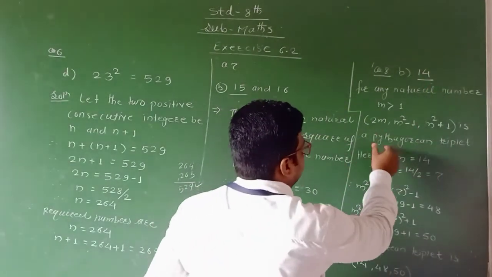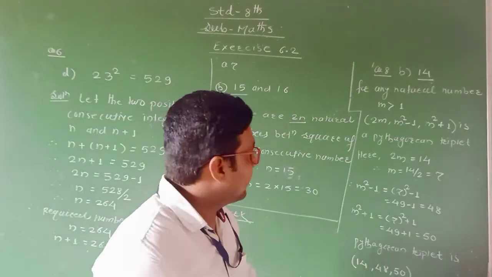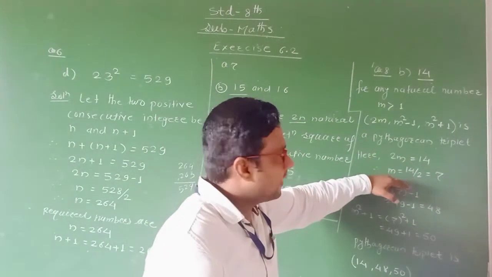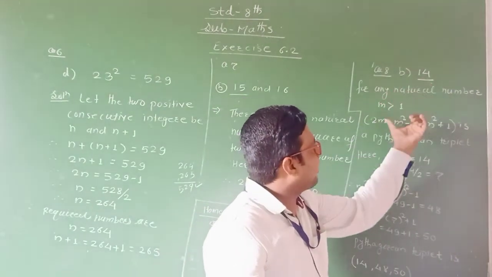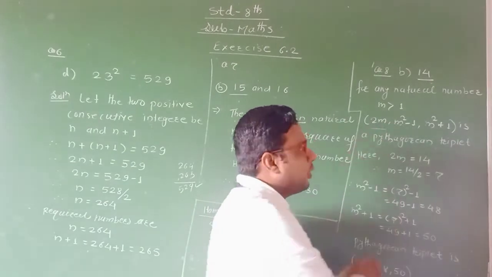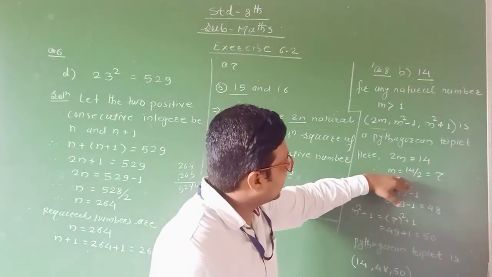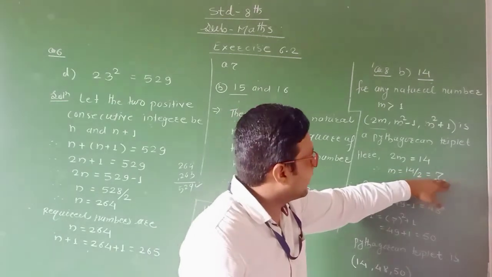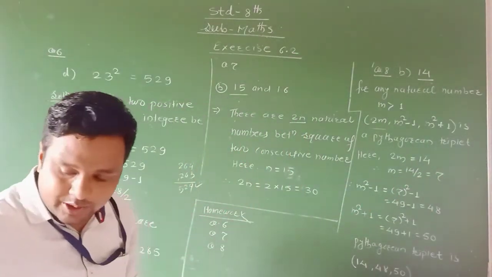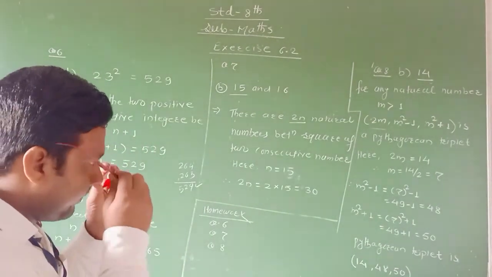Now one of the numbers is given, that is 14. Here we consider 2m is equal to 14. Then we solve this equation to find the value of m. One of the numbers in the Pythagorean triplet is 14. We consider that number as 2m. 2m is equal to 14. Therefore m is equal to 14 upon 2, here we get 7.